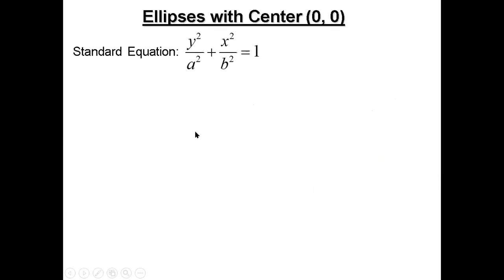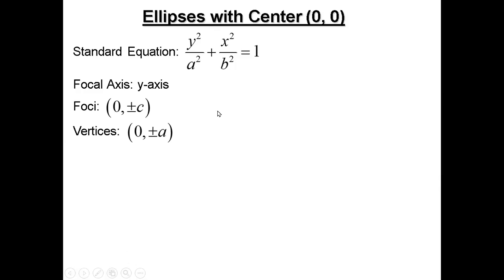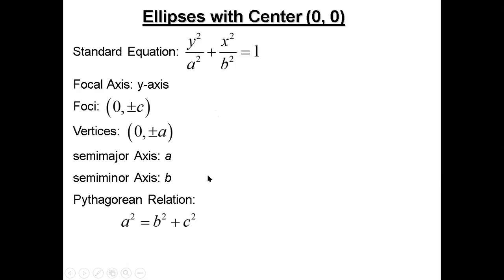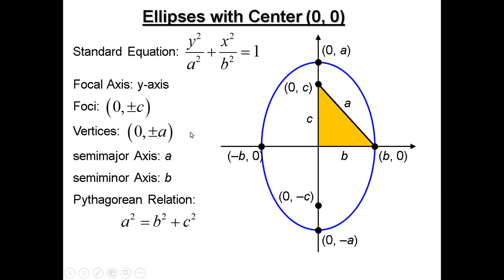How about for the ellipse whose standard equation is y squared over a squared plus x squared over b squared equals 1? As you observe, a squared is in the denominator of y squared, so our focal axis is located on the y-axis. For the foci, that's 0, positive negative c. For the vertices, that's 0, positive negative a. The semi-major axis is just the same, which is a, and the semi-minor axis is b. For the Pythagorean relation, we're using the same a squared equals b squared plus c squared. And for the graph, it's now different.